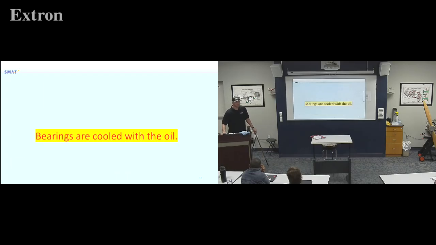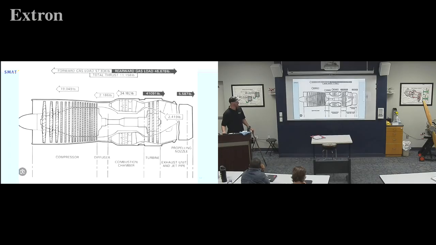Yeah, that's big, right? That's back to the FAA prep question of what's the primary purpose of our oil lubrication. Well, on our turbine bearings, yeah, we're cooling the bearings with our oil. One of the huge jobs is cooling.